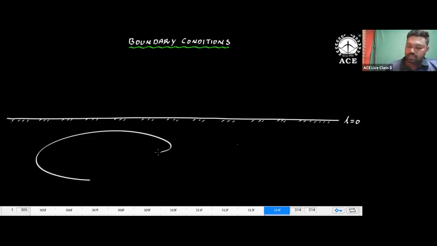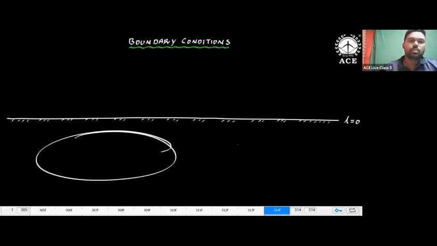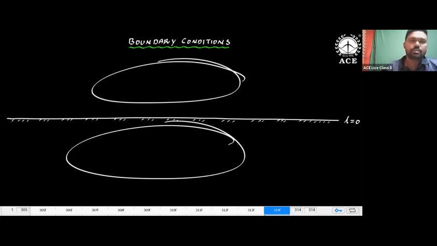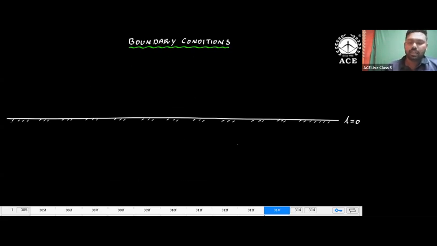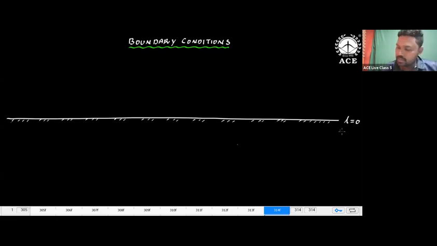Below this one, there is medium 1. Above this one, there is medium 2. It could be any medium. Here it could be copper, it could be air, or it could be glass. It could be anything. What is this one here? It is L is equal to 0 minus. This is L is equal to 0 plus. That means it is just below the interface, and here it is just above the interface.